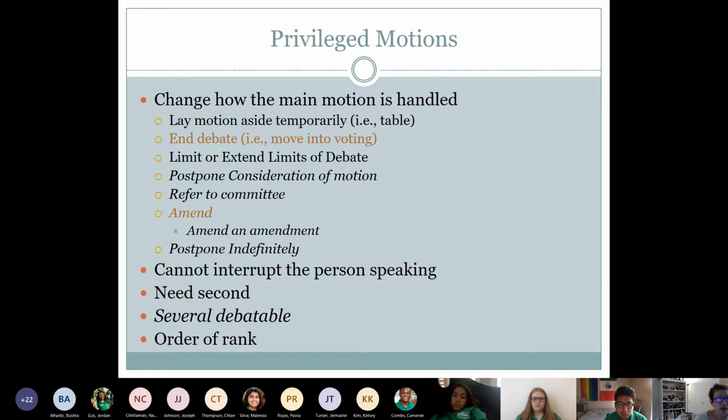Whereas postponing it means it's going to come up again no matter what, either next meeting or the following meeting or at 6 p.m., whatever it may be. That one's coming off the table no matter what. Whereas with the tabling motion, you have to make a motion to take it off the table. Refer to a committee.